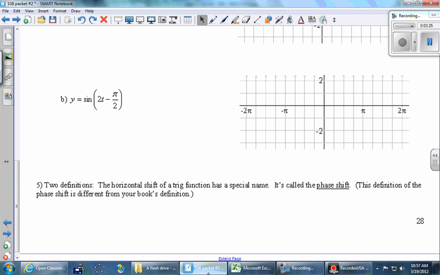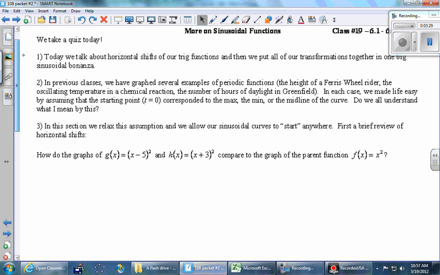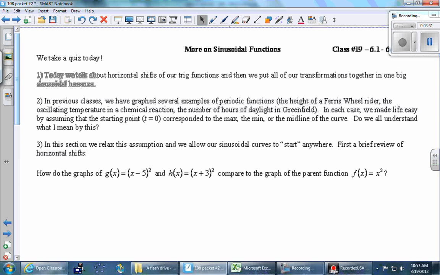All right, so on page 28, we'll start at the top with number 1. We go to Chris B. Today we talk about horizontal shifts.